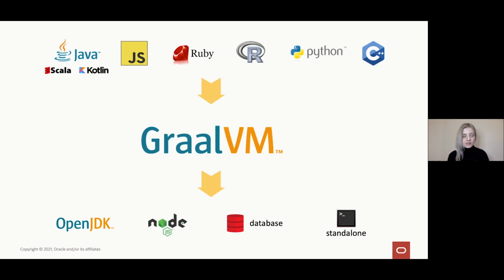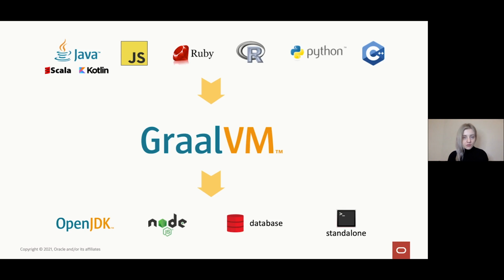It also comes with engines for languages like JavaScript and Ruby. And if you are into things like statistics, machine learning, or maybe data science, you could be interested in our R and Python implementations. Also, GraalVM comes with an LLVM runtime, so it can execute languages like C, C++.